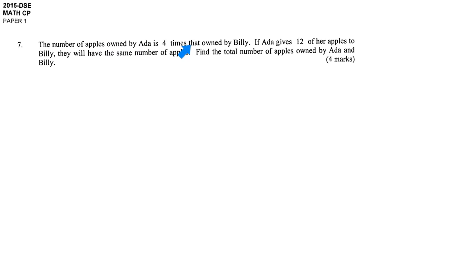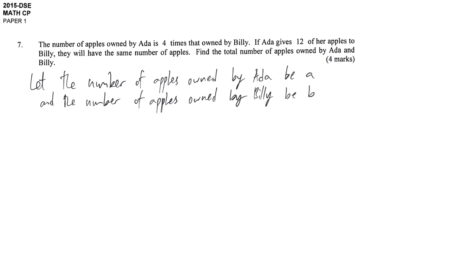In this question, they give us two relations, that means two equations, and then ask us about the total number of apples ordered by Ada and Billy. So in order to rewrite this relation in equations, we want to let the number ordered by Ada and Billy first. Just simply use the letter A and B to represent their number respectively.